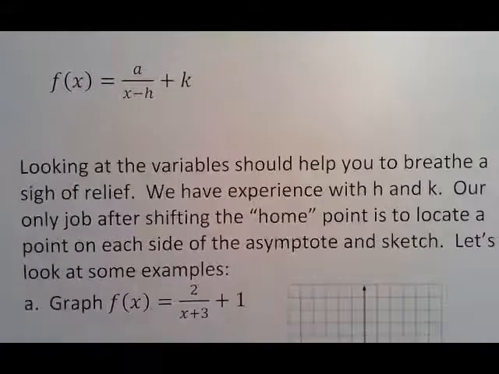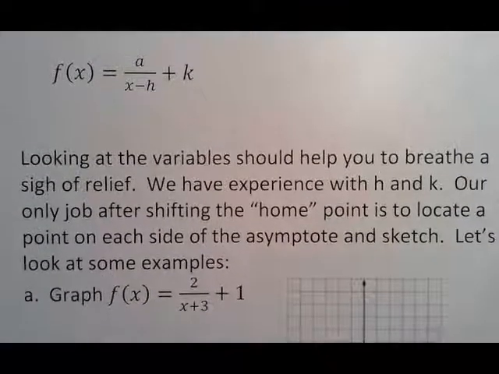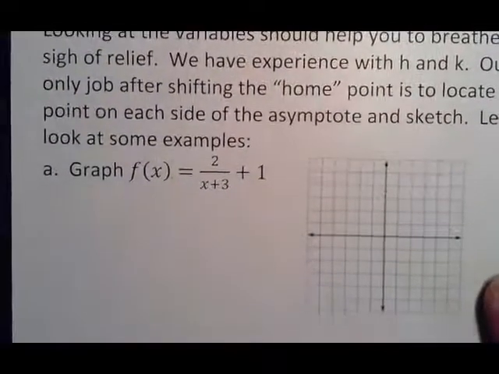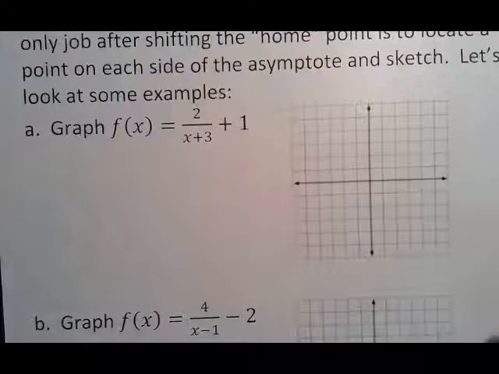And again, what you should be feeling right now is a sigh of relief, because you've seen the H, you've seen the K, and you've even seen the A. You just don't really pay attention to it because it doesn't do anything but affect the speed of the graph growth or decay. But again, you've experienced that, so our only job is pretty much shifting the home point and then locate a point on each side and sketch it and go from there. Because again, this is not a graph that you can really get very specific on, because it's really tough to do. So quick examples real fast before we go through this.